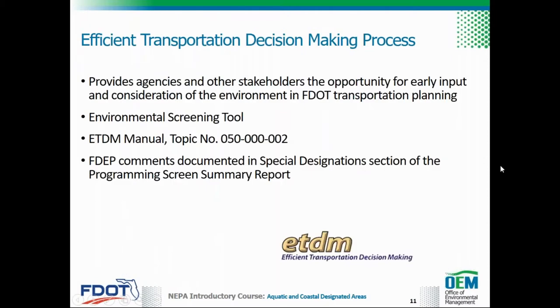The Efficient Transportation Decision-Making, or ETDM process, is also used to determine project involvement with these designated water bodies. For projects that qualify, the ETDM process provides agencies and other stakeholders the opportunity for early input and consideration of the environment and transportation planning. This is accomplished through the use of an online environmental screening tool, or EST. Further information regarding the ETDM process and EST can be found in the ETDM manual. A link to this manual can be found on the resources page of the CBT.